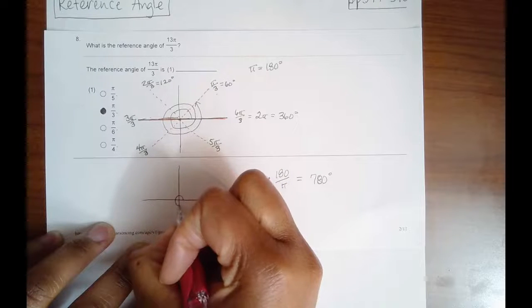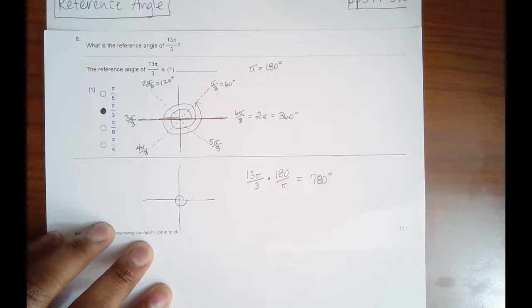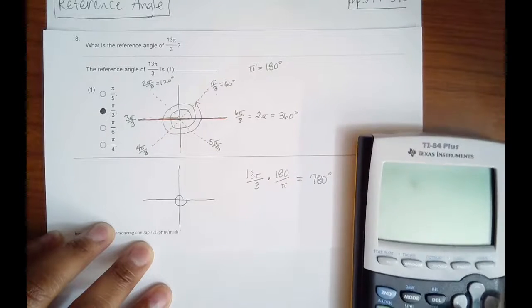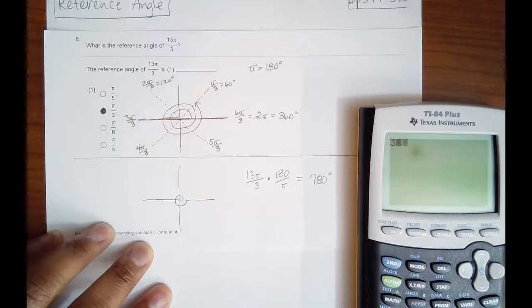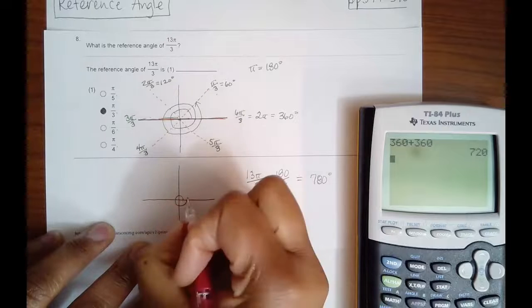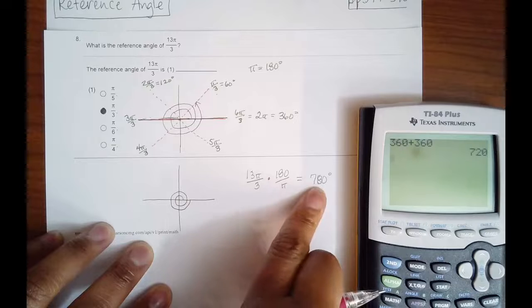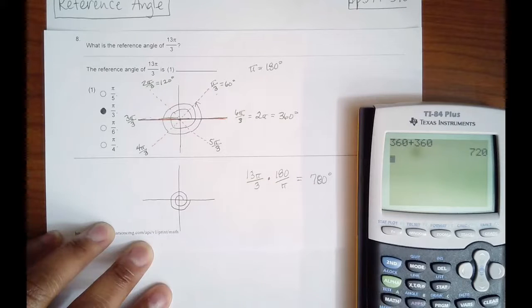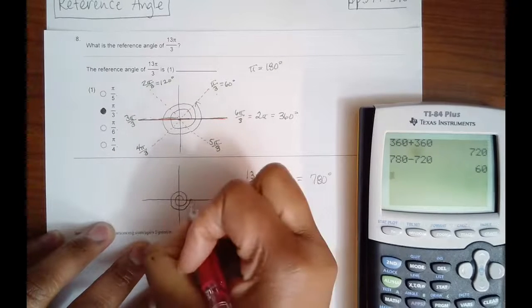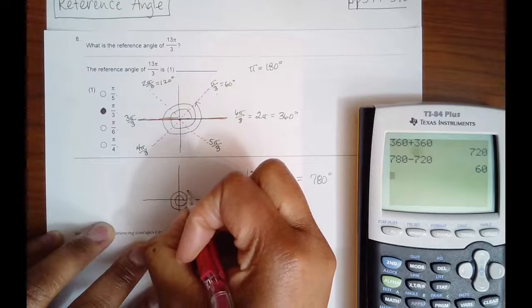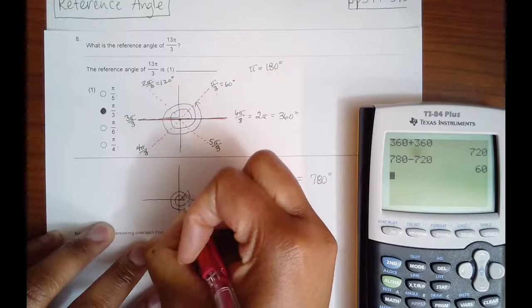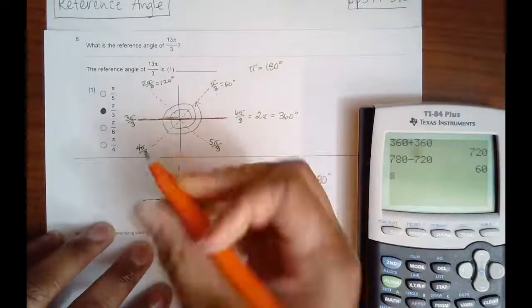Well, we know that 360 degrees is that full revolution. If we make another revolution, that will give us 720. So let's do another one. And we're trying to get to 780. So 780 minus 720 is 60 degrees. So that means we need to add another 60 degrees, and this is where the angle stops.